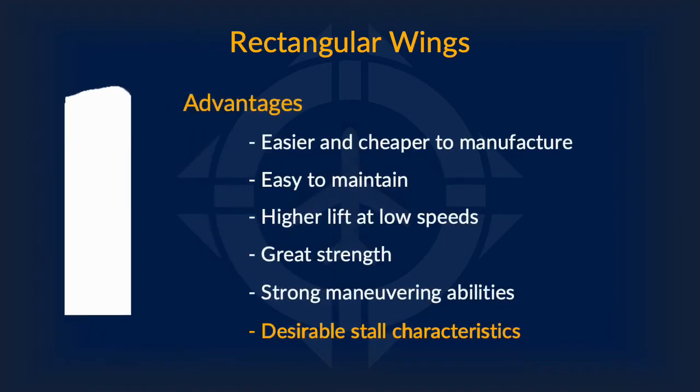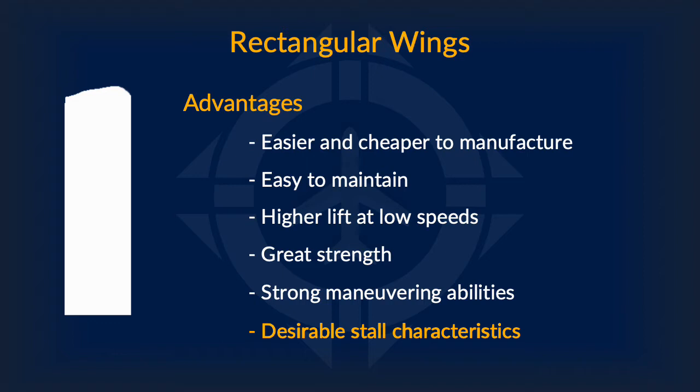The advantages of a rectangular wing are pretty plentiful. It's one of the easiest and cheapest to manufacture due to the lack of complex curves, and are easy to maintain for the exact same reason. They produce relatively higher amounts of lift at low speeds and have great strength. It also gives strong maneuvering abilities.